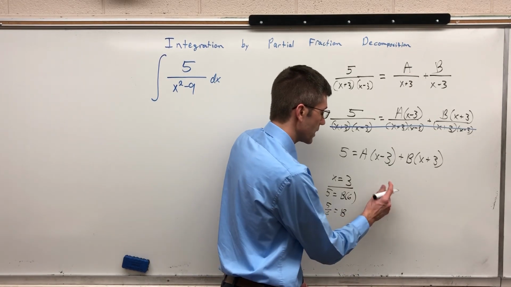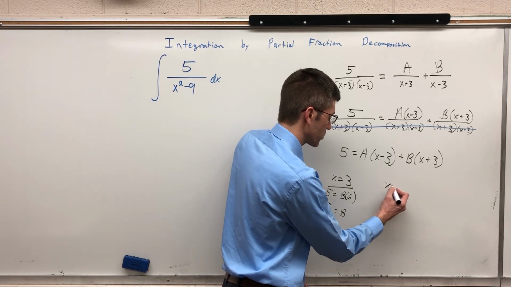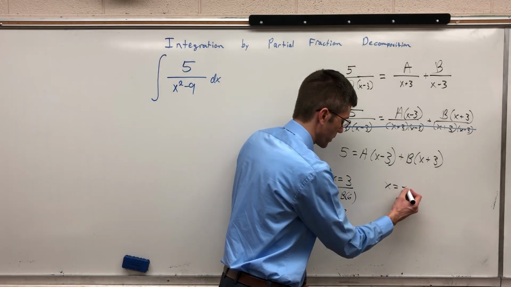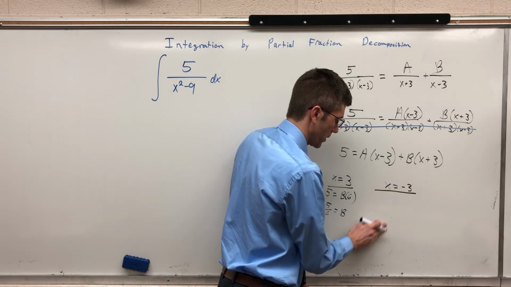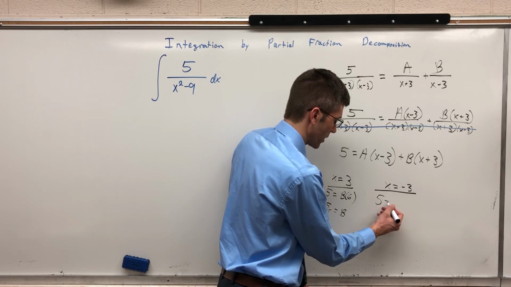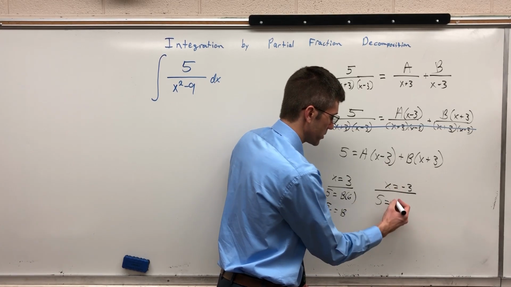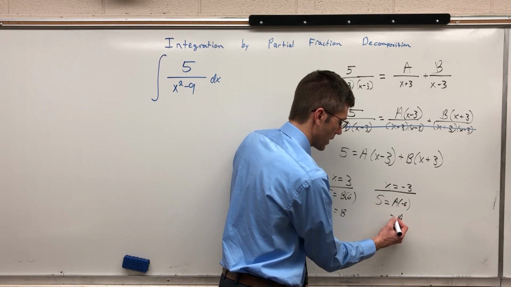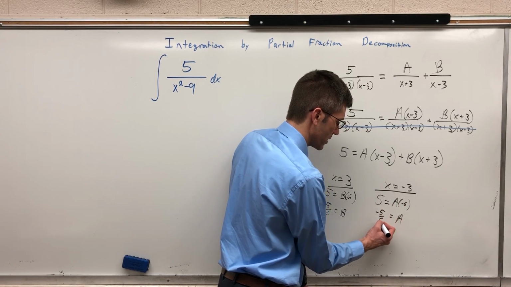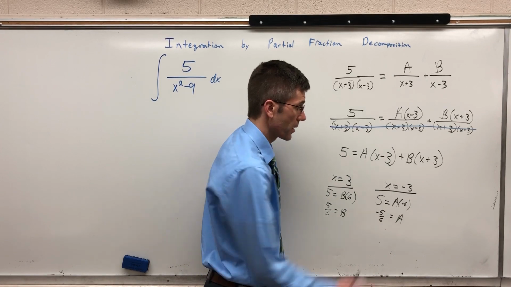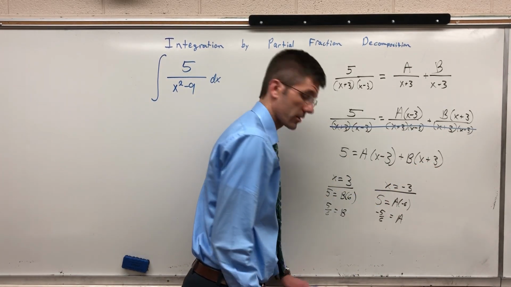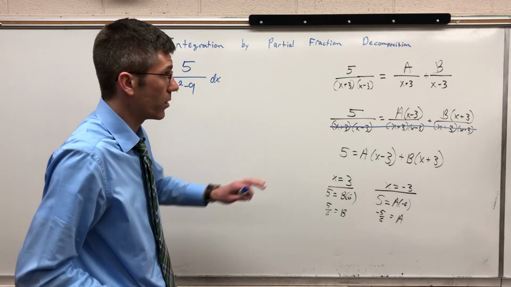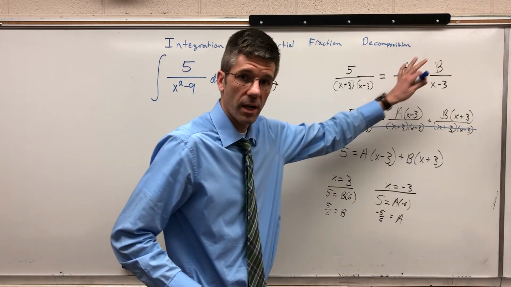Cool. Let's suppose x was, well, what's the next logical one? Now let's cancel this one: negative 3. Okay, so 5 equals, negative 3 goes here, so it's going to be A times negative 6. So A is negative 5/6. And that part would be gone because it's 0. All right, we have now figured out the partial fraction decomposition.